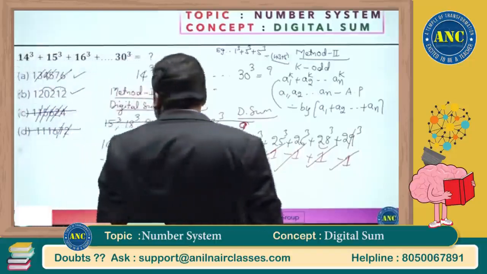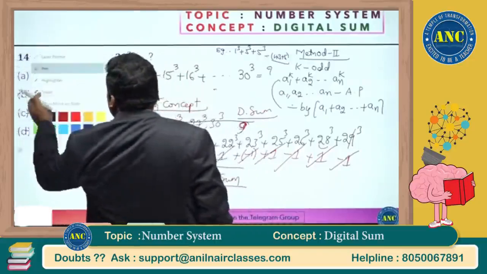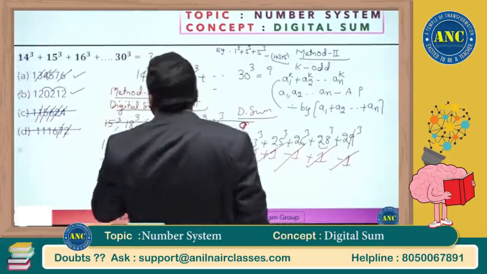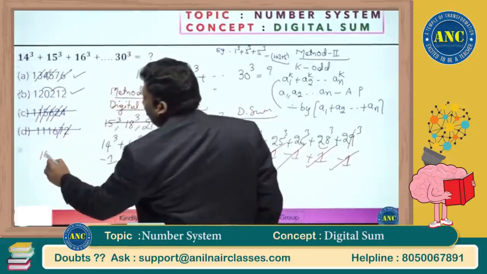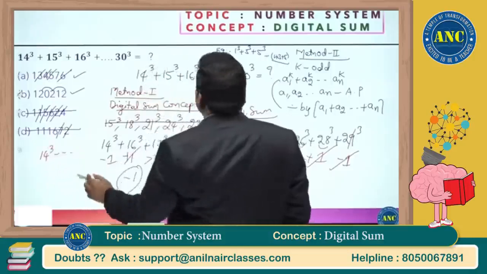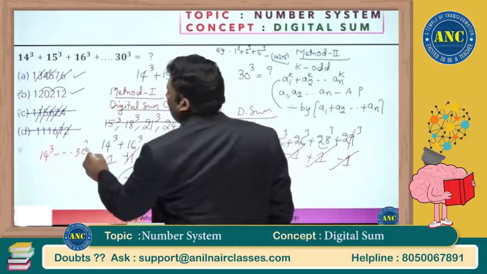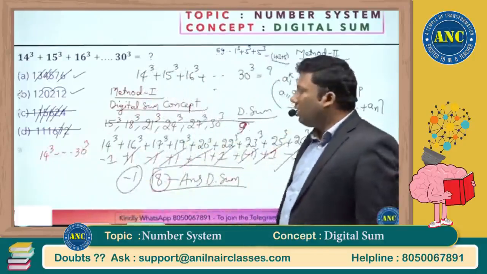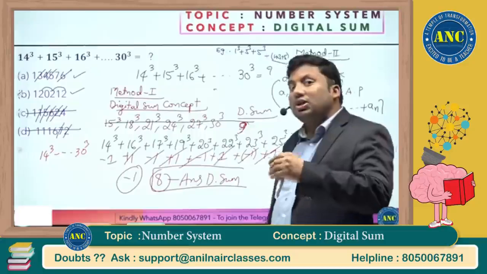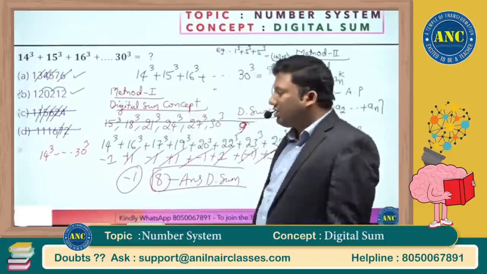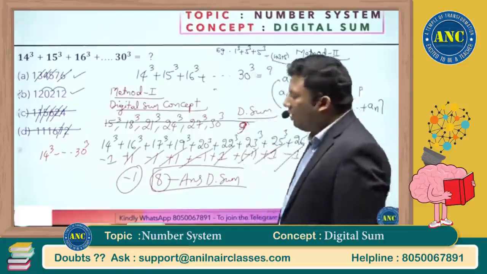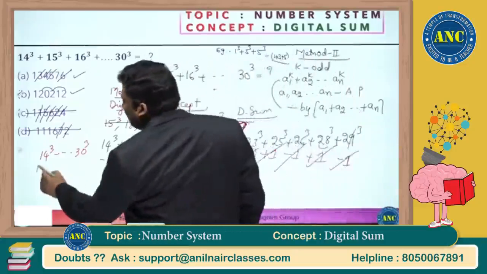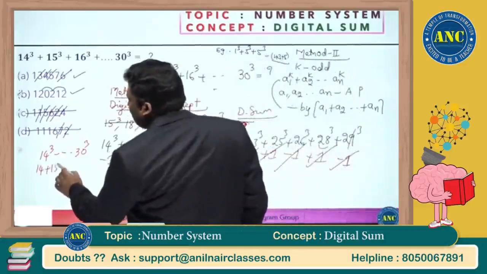Now, with this idea, let us solve this question. Now see here: 14 cube and so on up to 30 cube. Step number 1: the power is an odd number, 3. The bases are 14, 15, 16 till 30. Are they in arithmetic progression? Yes. So it is divisible by the sum of its bases.